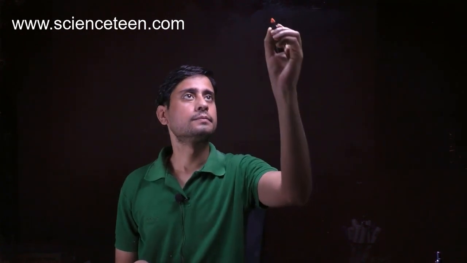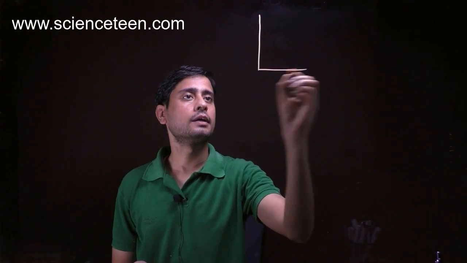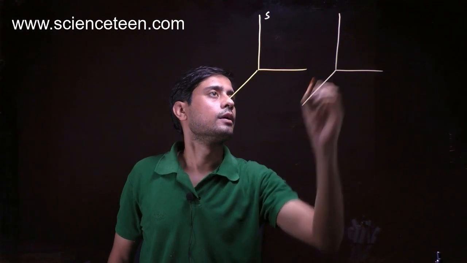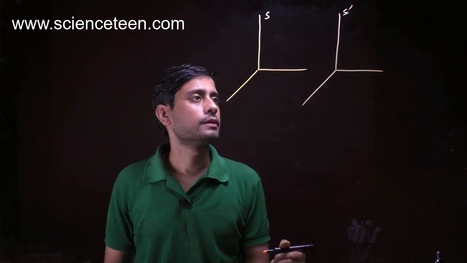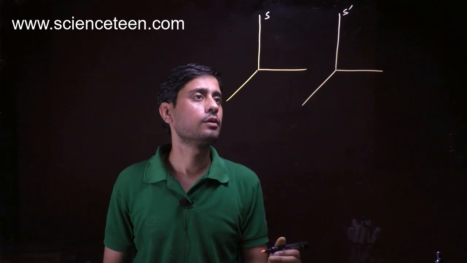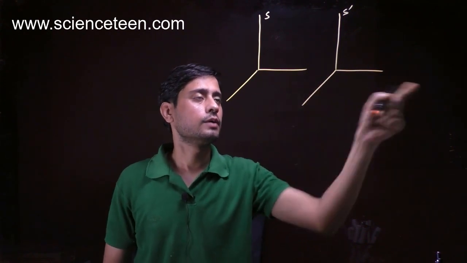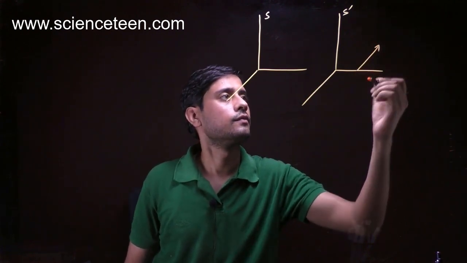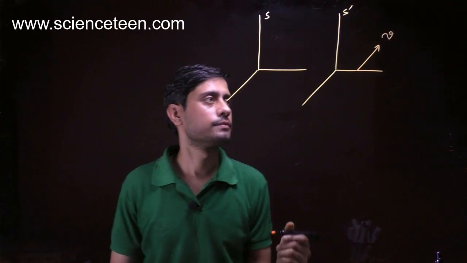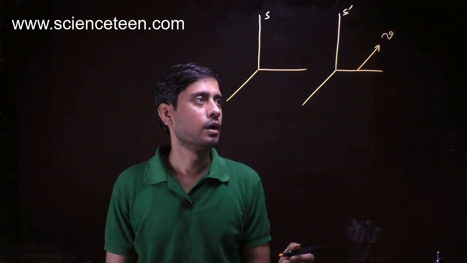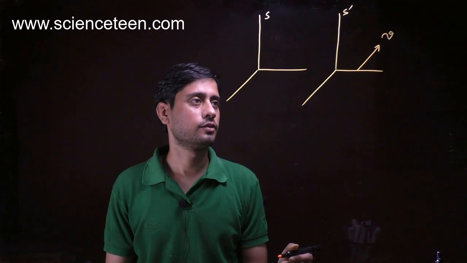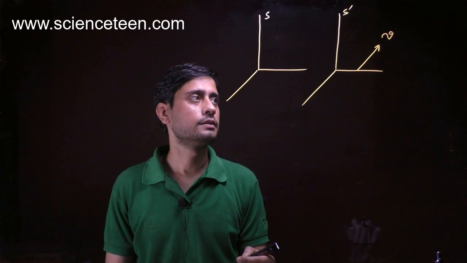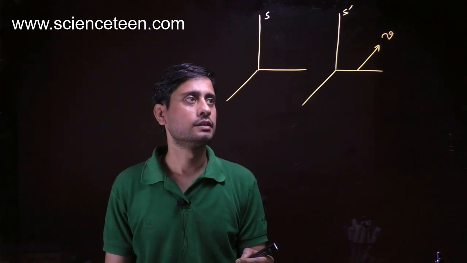So consider the two frames again. This is your S and the S prime frame, but this time this frame is not moving parallel to the x-axis. It can move in any direction, like this. The frame is moving with some velocity v. So how will we apply the Galilean transformation? We will resolve this velocity into three components, Vx, Vy and Vz.